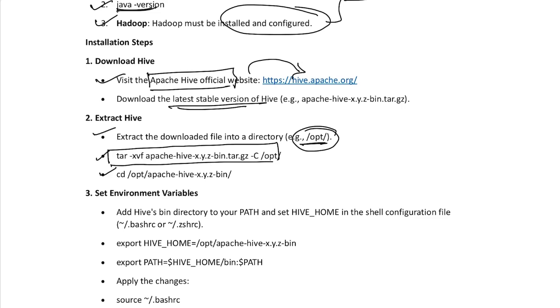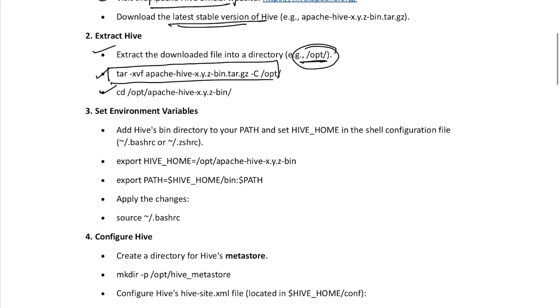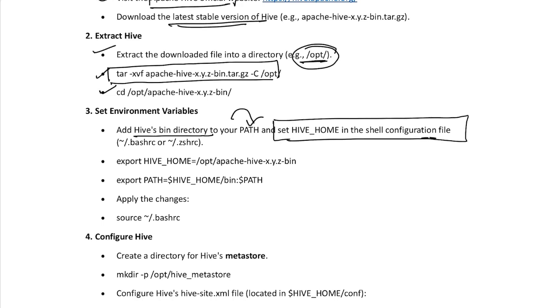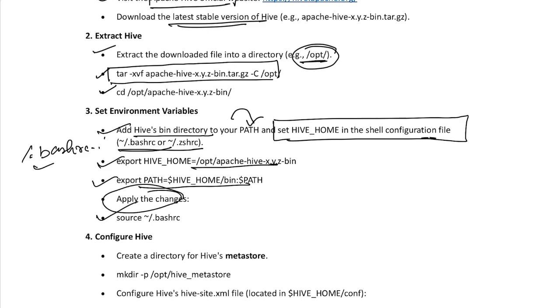Once you go inside the particular directory, you have to set the environment variables in your system. How do you set the environment variables? You add the Hive bin directory to your path and set the Hive home configuration in the .bashrc file. These are the commands you have to remember. Then export HIVE_HOME and export PATH. You apply all the changes and save it.